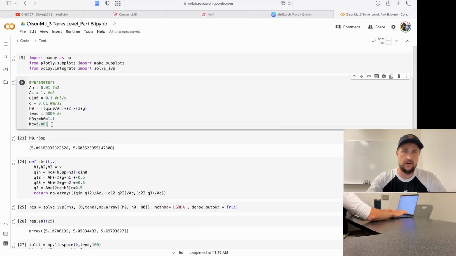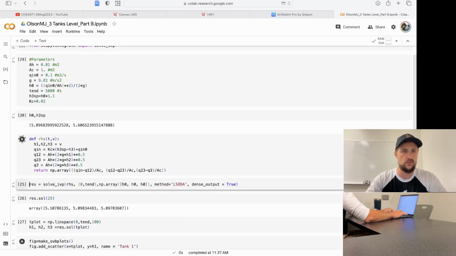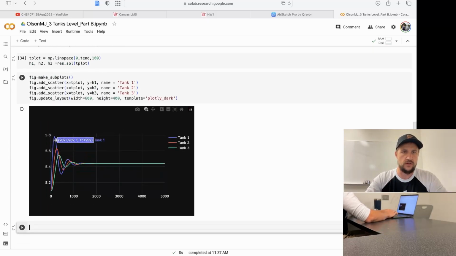So let's go a little bit higher than 0.1, that's right, 0.02. Okay, now getting more extreme with our oscillations, not good for dynamics. 5.45, still not our set point.